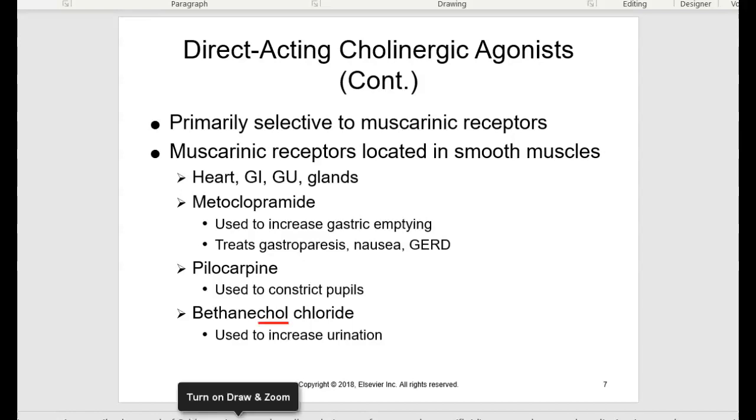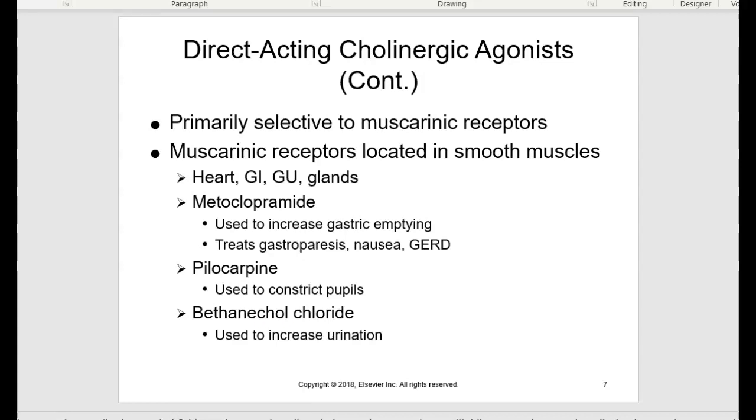The first direct acting cholinergic agonist we're going to talk about is bethanechol chloride. It's the bottom drug listed there. And you know how it ends in that CHOL. Again, that's your clue that you're somehow dealing with a medicine that interacts with cholinergic receptors. You have to know if it's a cholinergic agonist or antagonist. In this case, bethanechol chloride is a cholinergic agonist, also known as a parasympathomimetic, or something that mimics the parasympathetic system. And the use of bethanechol is to increase urination. So it would be used to treat people who are experiencing urinary retention or neurogenic bladder.